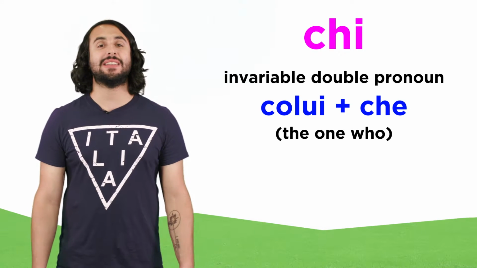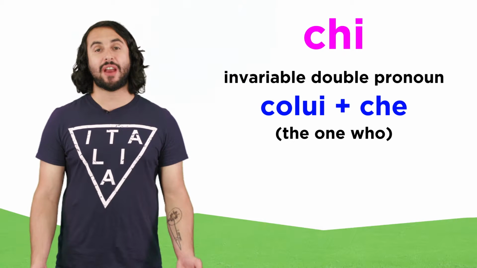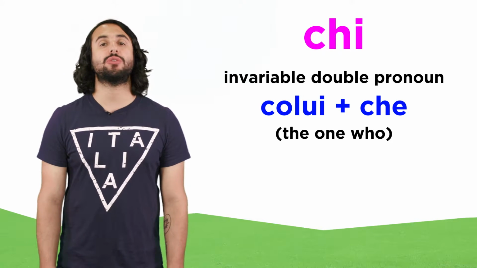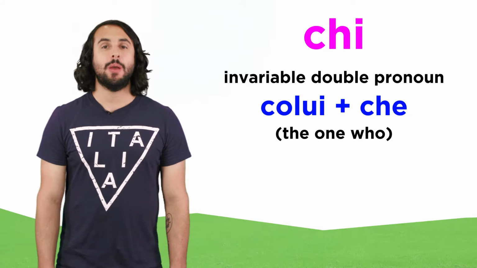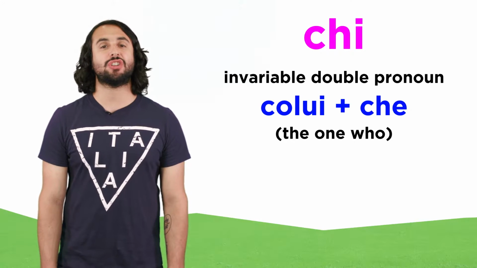First, to understand its meaning, let's realize that chi is technically an invariable double pronoun that combines colui, to use the most common form, and che, to get the one who. But we will also use this in place of a number of phrases, such as the following.